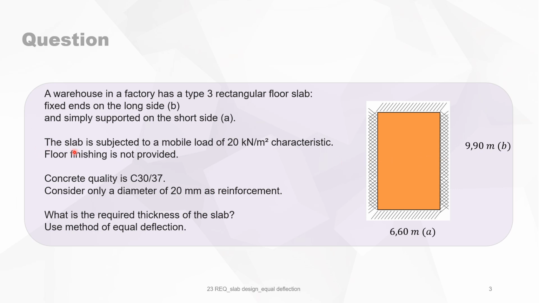The slab is subjected to a mobile load of 20 kilonewton per square meter characteristic value, and there's no floor finish provided. The concrete quality is C30-37, and we consider for this question only a diameter of 20 millimeters as reinforcement. What is the required thickness of the slab? And use the method of equal deflection. So one side 9.9 meters and the other 6.6.